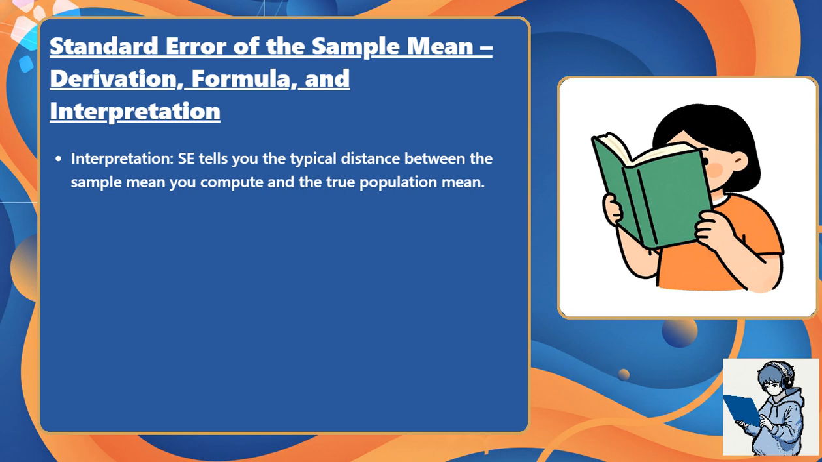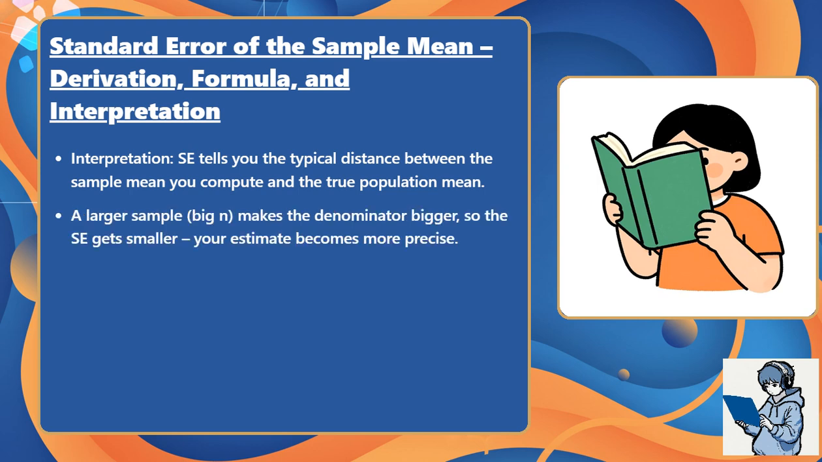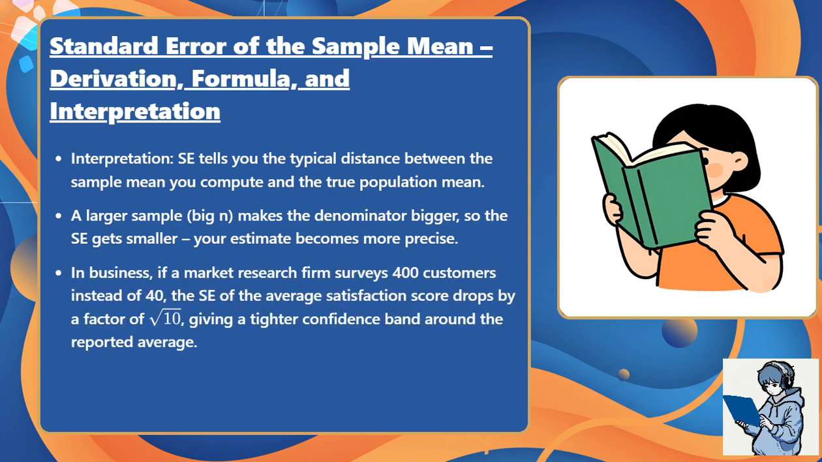Interpretation: SE tells you the typical distance between the sample mean you compute and the true population mean. A larger sample, big N, makes the denominator bigger, so the SE gets smaller and your estimate becomes more precise. In business, if a market research firm surveys 400 customers instead of 40, the SE of the average satisfaction score drops by a factor of the square root of 10, giving a tighter confidence band around the reported average.